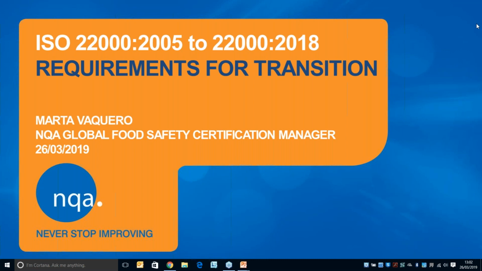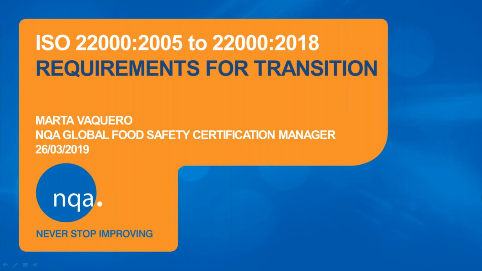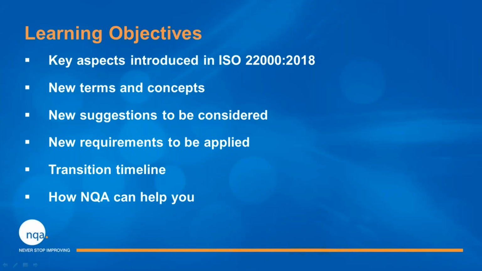And we are going to review some of the following points. We are going to be checking key aspects introduced in the ISO 22000-2018 version. We'll talk about the new terms and concepts that this new version has brought. We also mention some new suggestions and, of course, the new requirements to be applied, and also the transition timeline and how NQA can help you with this transition.